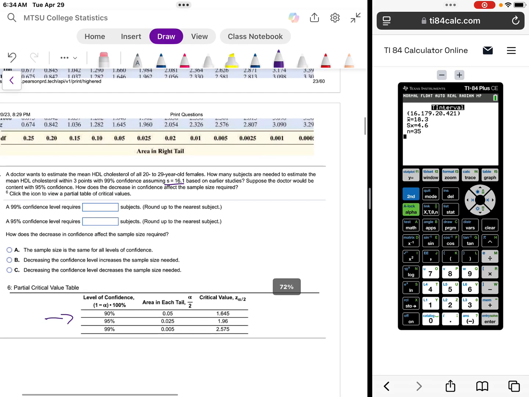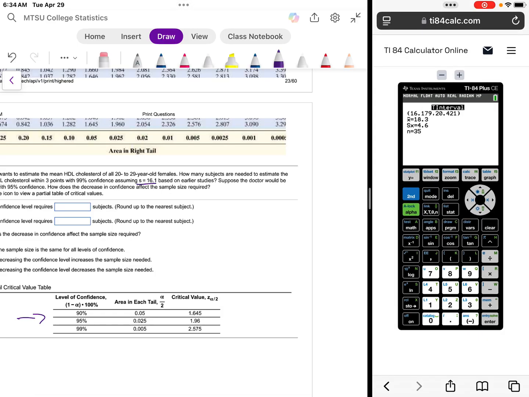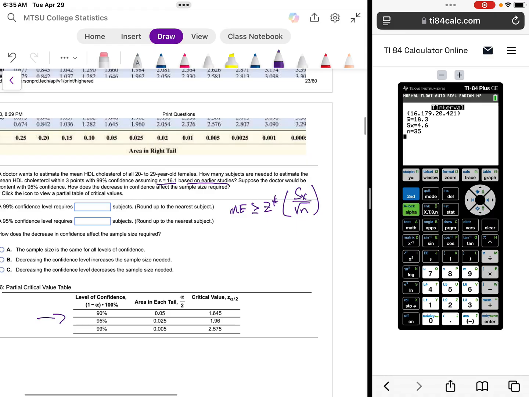So in this formula, margin of error is greater than or equal to, again, we get to still use Z star, and then we would use the standard deviation divided by the square root of sample size. And that's what we would end up using. Again, we're not using proportion, so we're not using the whole square root of the fraction. It's the standard deviation based on an earlier study divided by the square root of the sample size. So again, they want a cholesterol within 3 points. So 3 points greater than or equal to, okay, we have a 99% confidence interval.